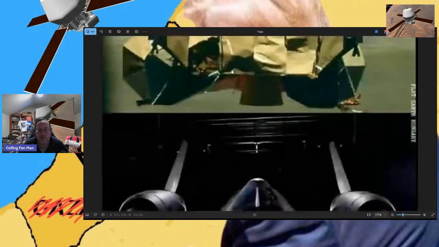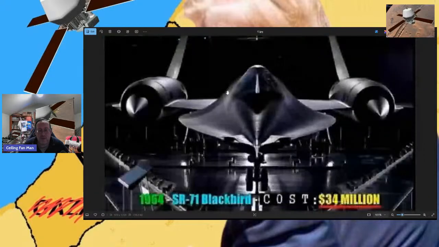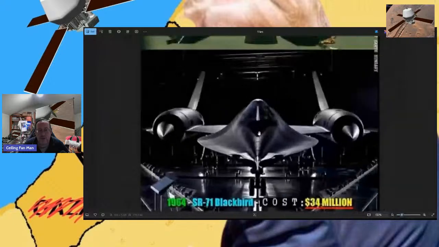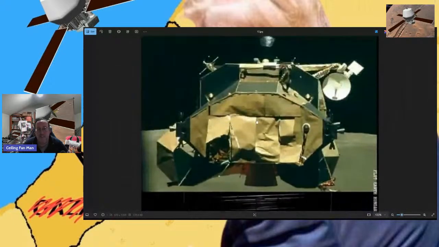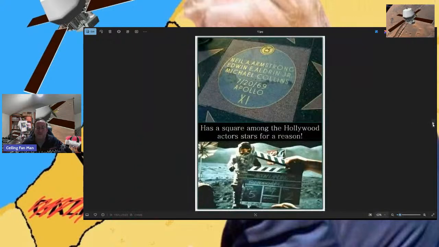Meanwhile, here's the SR-71 Blackbird, which cost $34 million. Now, which one would you want to actually fly in? Well, I don't think this thing even flies, but you know what I mean? Would you take that underwater and be submerged underwater? No, but you're going to go to the vacuum of space. Sure, okay. And don't forget, like we said earlier, they're all actors.